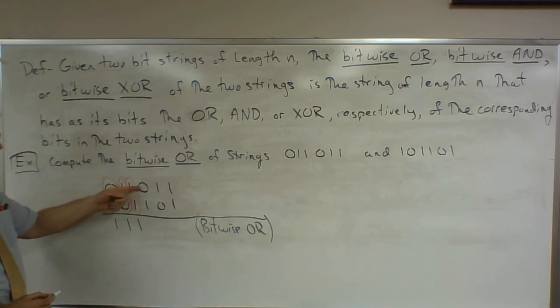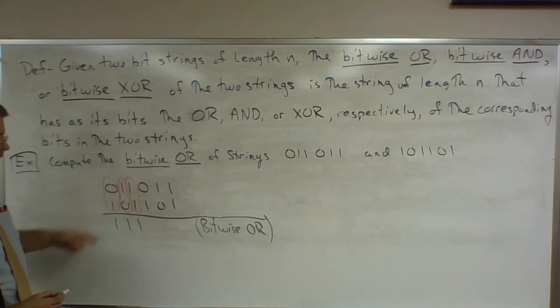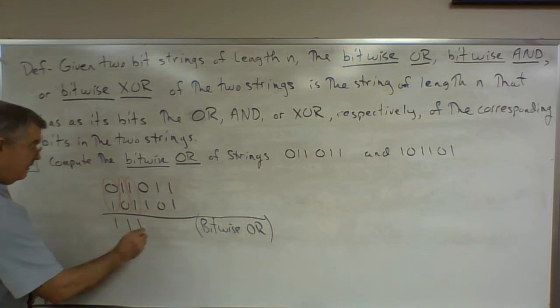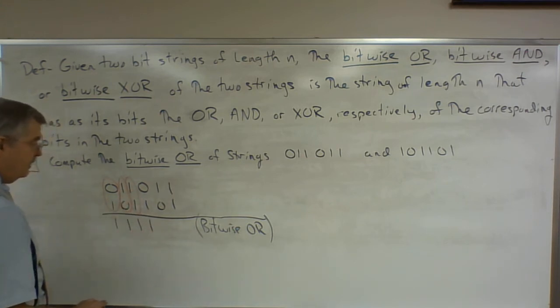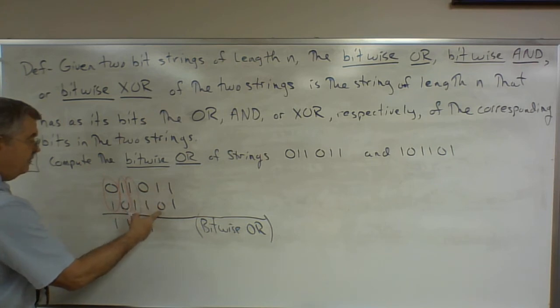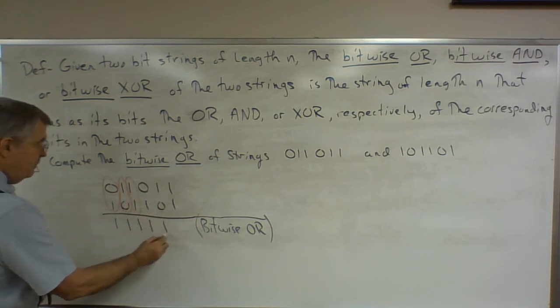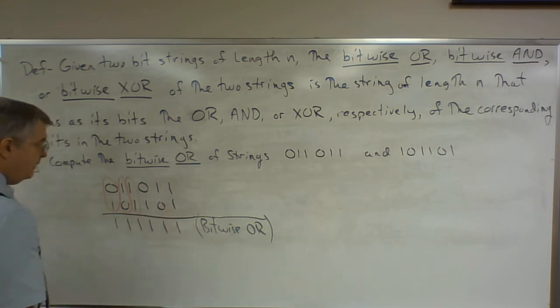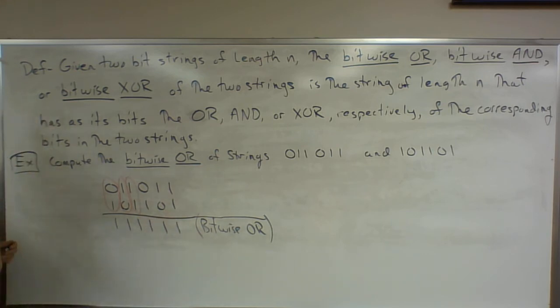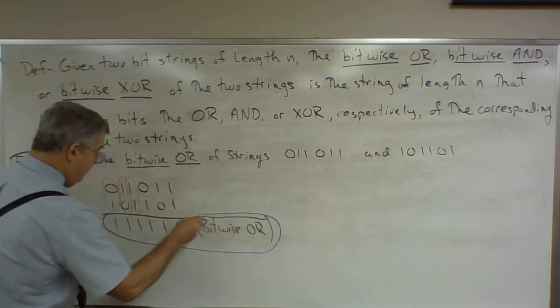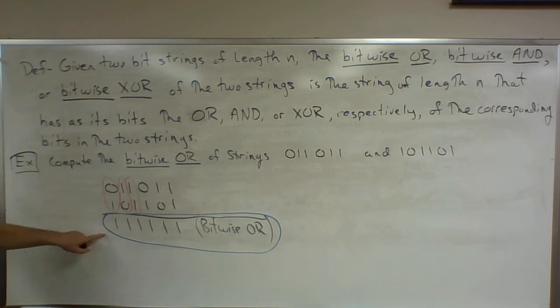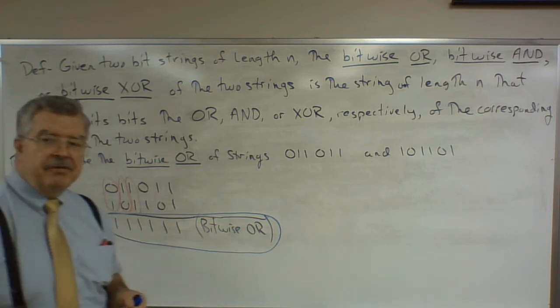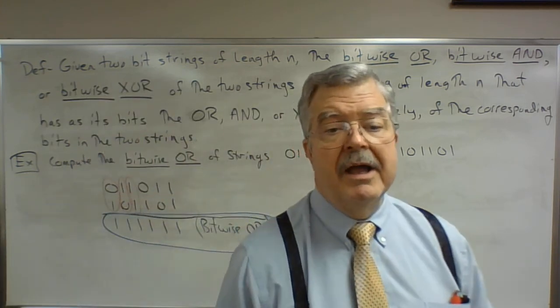We have true or false, that's true. We have false or true. That's going to be true. We have true or false. That's going to be true. True or true. That's going to be true. Okay. So here is the bitwise OR of those two strings. Now let's do the same thing with the bitwise AND and the bitwise XOR.